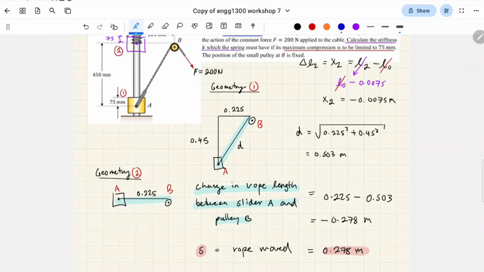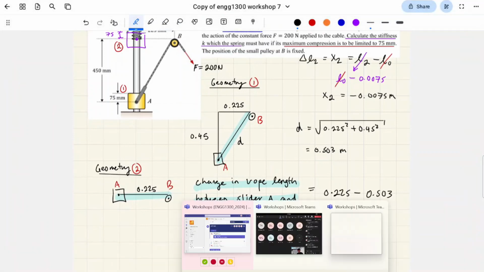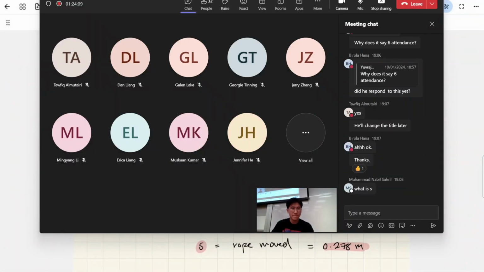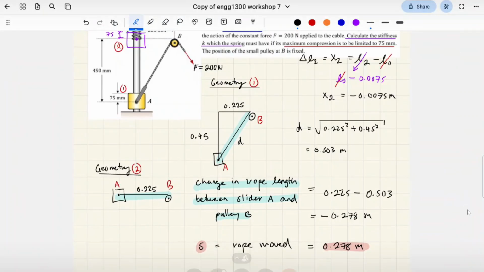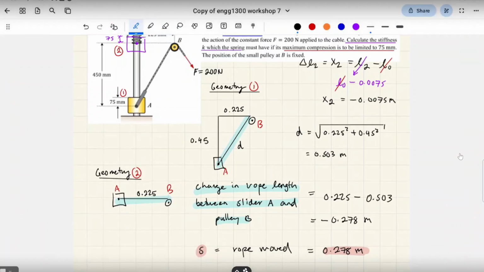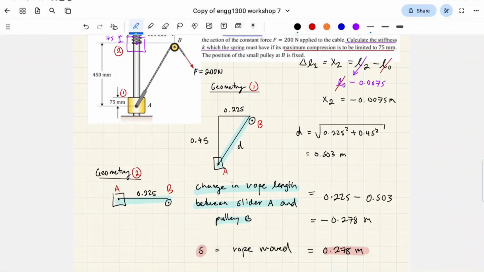Okay. Does anyone have questions so far? What is S? Good question. S just means displacement, displacement from 1 to 2. But in this question in particular, the displacement is talking about the amount of rope which has been moved.